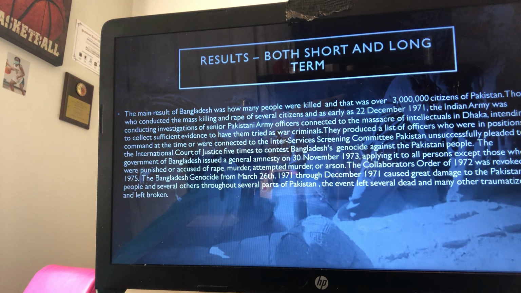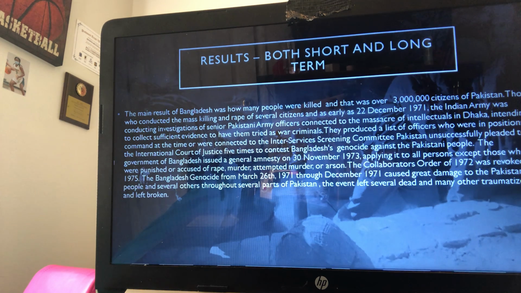The Bangladesh genocide from March 26, 1971 through December 1971 caused great damage to the people throughout several parts of Pakistan. The event left several dead and many other traumatized and left broken.